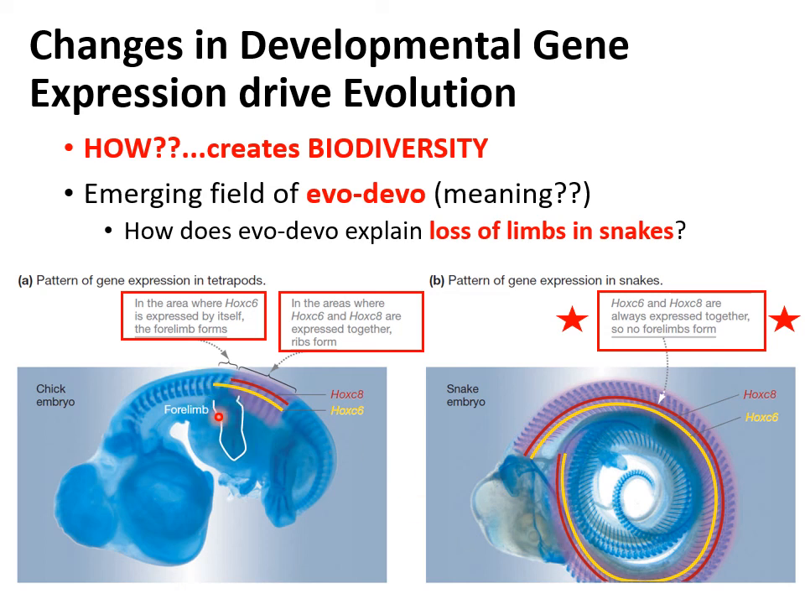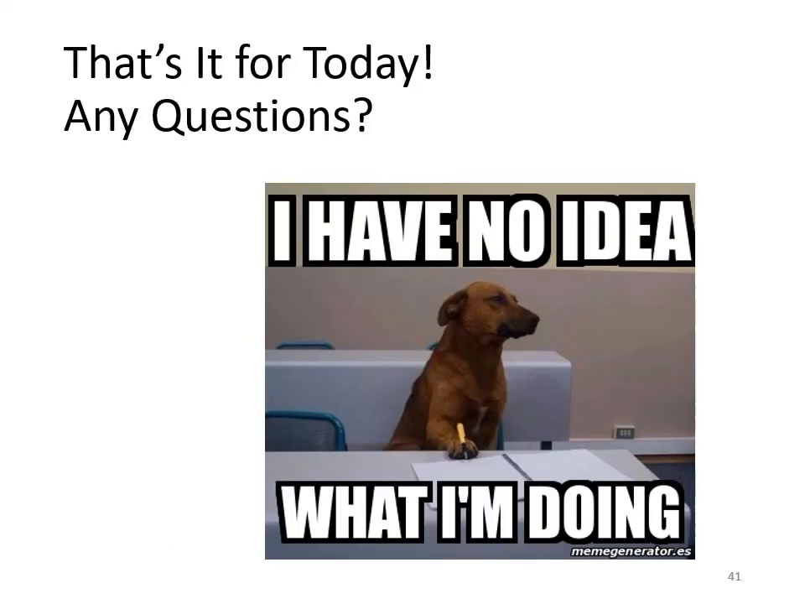Okay, I want you to circle, star, highlight HOX6 and HOX8 genes, and make sure you know that if it's just HOX6, you get a limb. If it's both together, you get ribs instead. And to know the difference between snakes and other organisms and how they end up with so many ribs and no forelimbs, it's because HOX6 and 8 are always expressed together in a snake. Okay, circle, star, highlight that information, please.